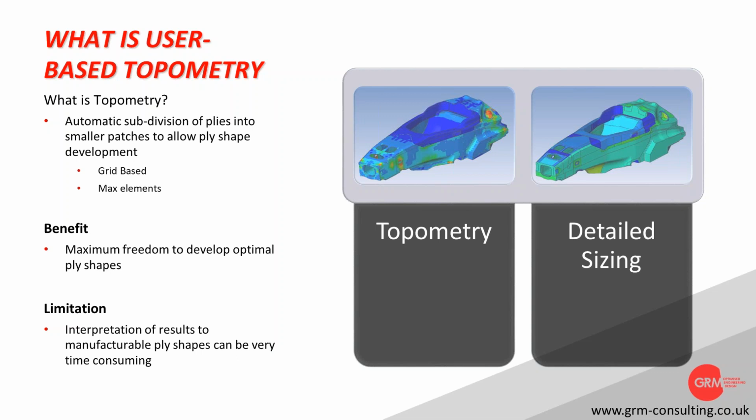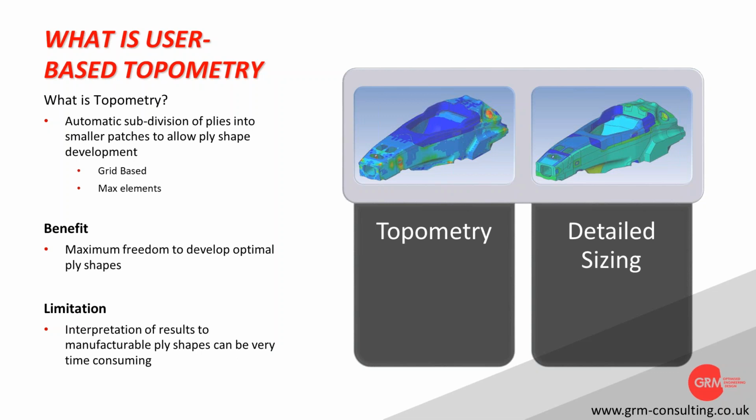So just to clarify for those that maybe aren't so clear, I think most of you will be: what is topometry? Topometry, in the context of composites, is the automatic subdivision of your ply into smaller patches through an optimization, such that you can then develop ply shapes. And there's two modes within Genesis. We've got grid-based and maximum elements. And I think most of you are using grid-based, so you'll define your length in X, Y, Z, and it will chop up your plies and optimize the thickness accordingly.